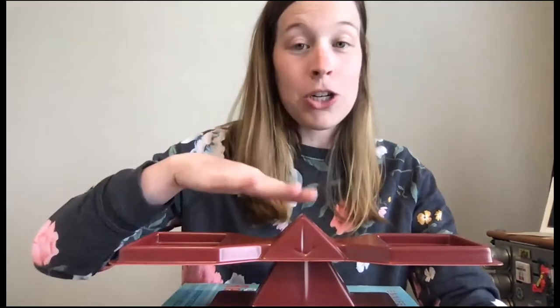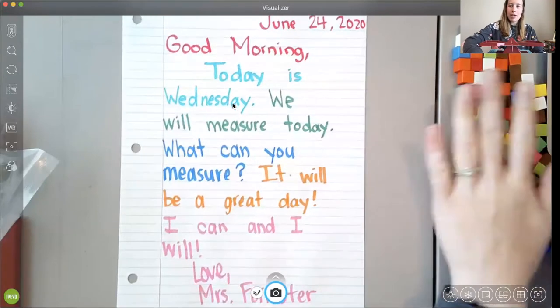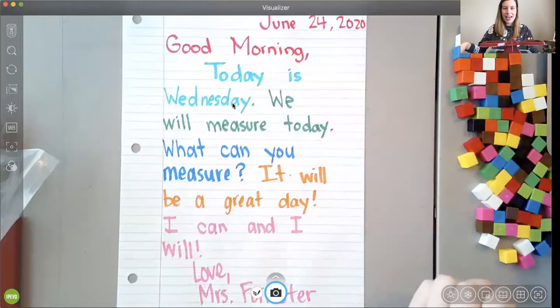Okay, so let's go ahead and get started with our morning message. I'm going to try not to knock this over, but I wanted to have it ready to go. Last week I kind of had to stack all my books up, so I want to make sure we're ready today. Okay, don't mind my cubes over here. They are for our next activity, but let's go ahead and get started.